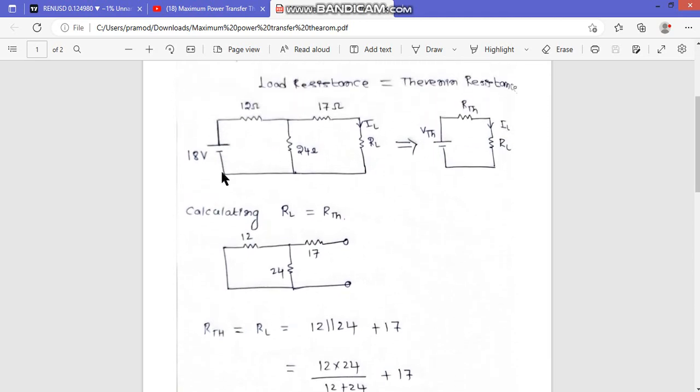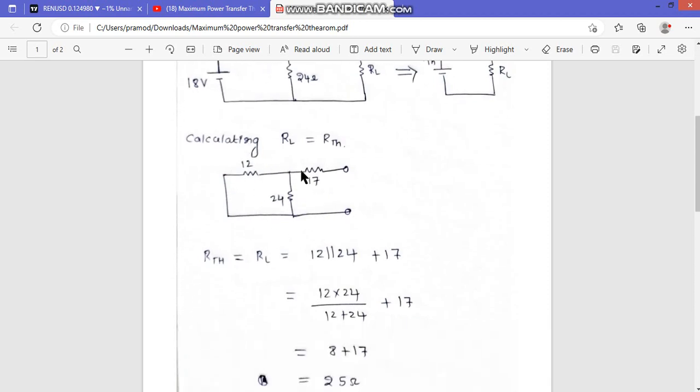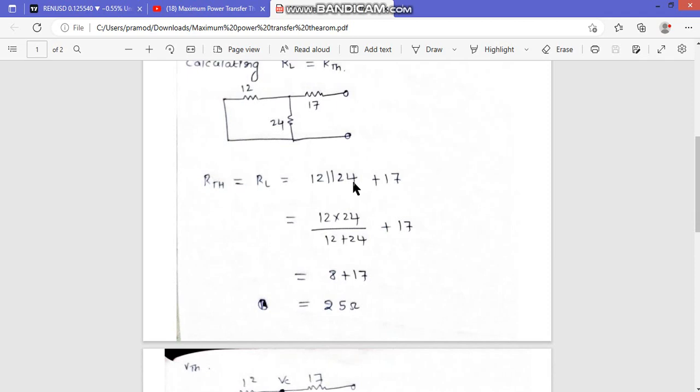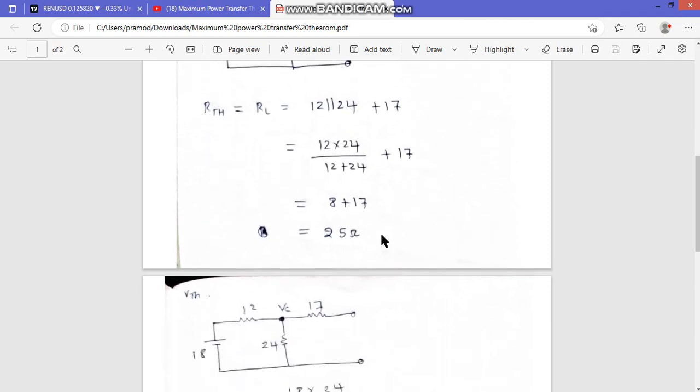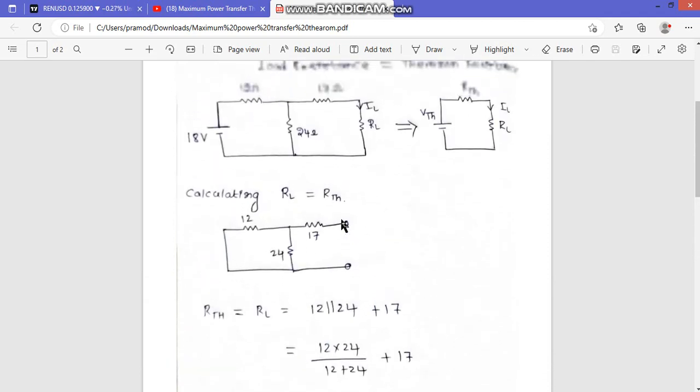You will just short circuit the voltage source. If it is a current source, you will just remove it. So what is the value of RAB? If this is terminal A and this is terminal B, what is the effective resistance across these two terminals? RTH is equal to RAB. These two are in parallel, so 12 parallel with 24, and the resultant is in series with 17 ohm. How will you calculate 12 parallel with 24? 12 into 24 divided by 12 plus 24, plus 17, you will get 25 ohm. So this is the value of RTH.